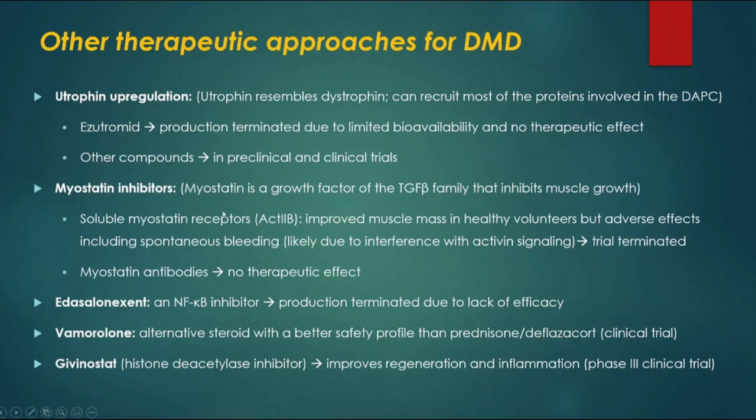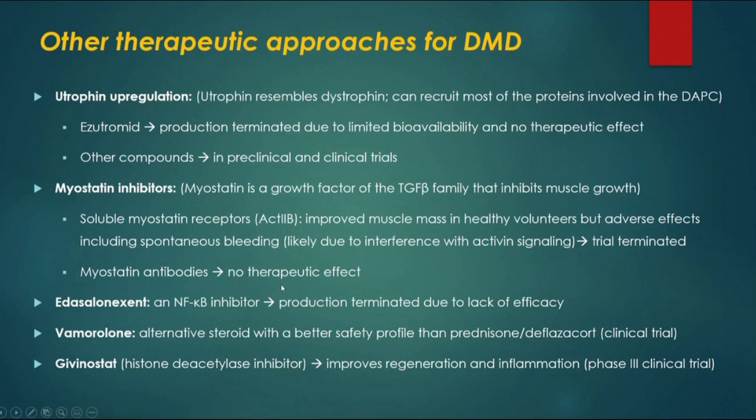Then myostatin inhibitors. Myostatin is a growth factor of the TGF, transforming growth factor beta family, that inhibits muscle growth. So if we are able to find some myostatin inhibitor, that can help with muscle growth, and soluble myostatin receptors like ACT2B have been used, but the trial was terminated because of a high incidence of spontaneous bleeding.